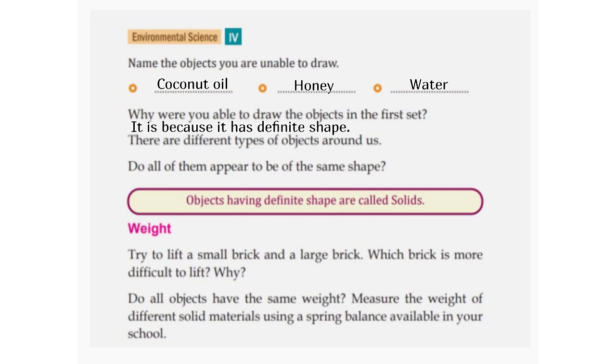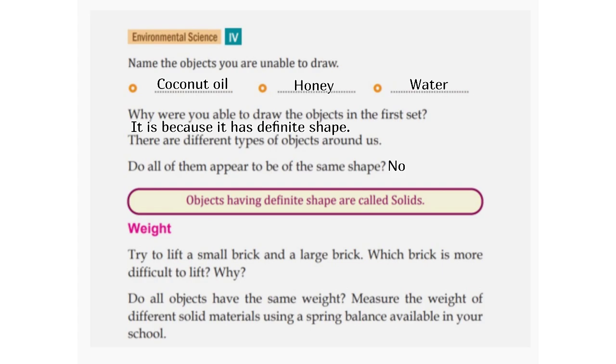There are different types of objects around us. Do all of them appear to be of the same shape? No. Objects having definite shape are called solids.